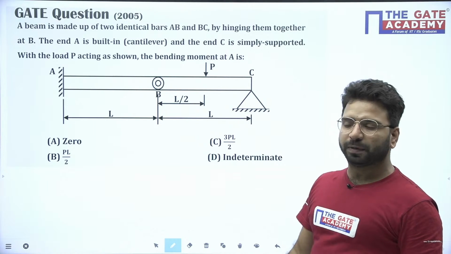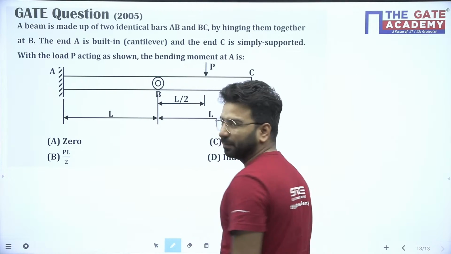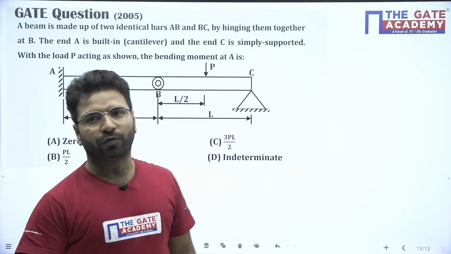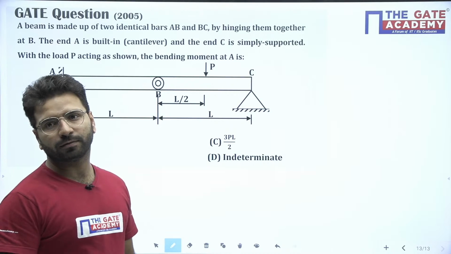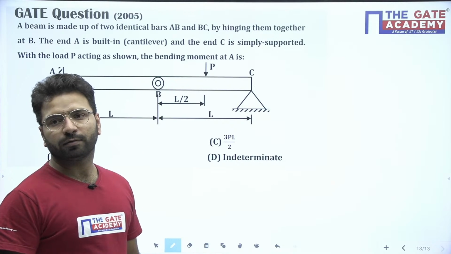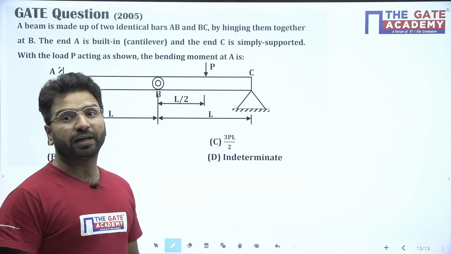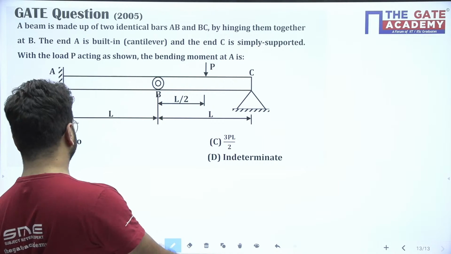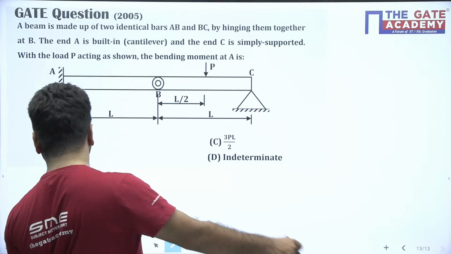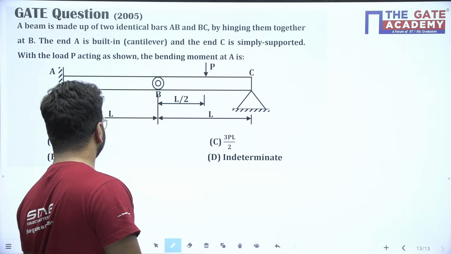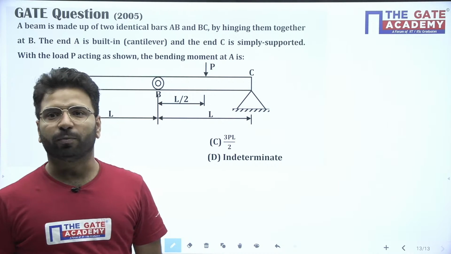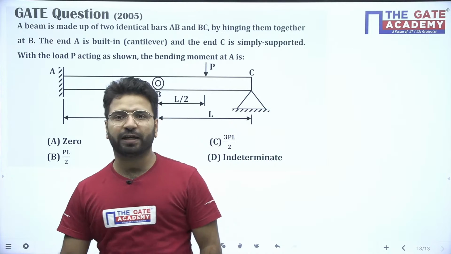Jay, it will not come, it's 10. You can calculate. What are the support reactions that are coming? B. Okay. PL by 2. P by 2. Very good, Mayank. Yeah, Jay. What are the support reactions that are coming here?